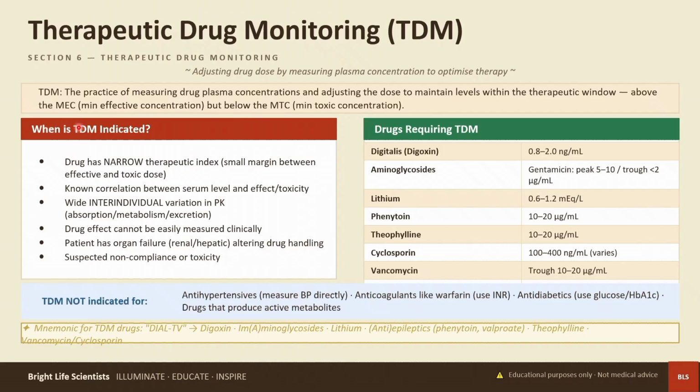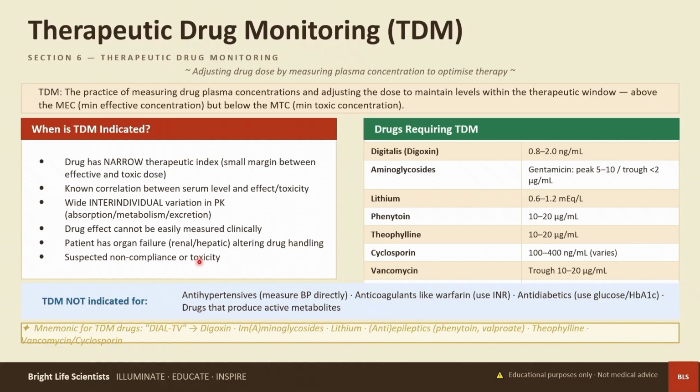The drug must have a narrow therapeutic index, a small gap between effective and toxic doses. There must be a known, reliable relationship between plasma level and effect. There must be significant variability between patients in their pharmacokinetics, and the drug's effect must be difficult to measure directly by other means, like a clinical endpoint. Other indications include organ failure altering drug handling, especially renal or hepatic failure, and suspected non-compliance.